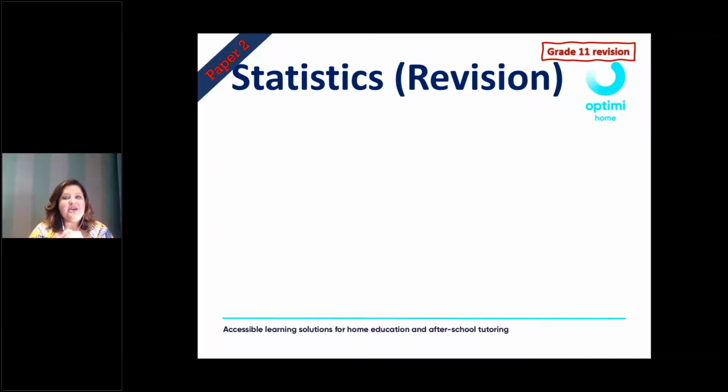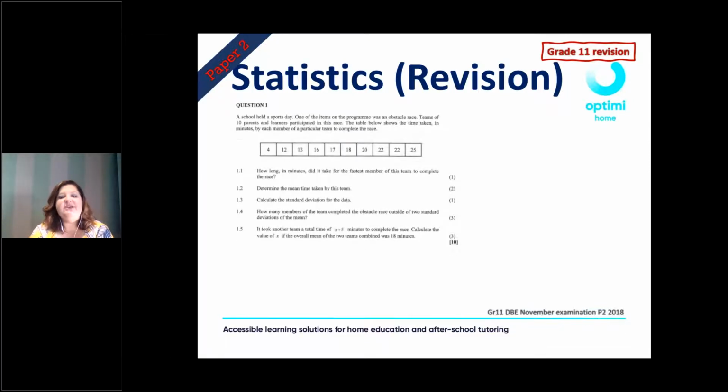And as I said, I'm going to work through old question papers of this work so that you know how it can be assessed. So I've taken this specific question from the grade 11 November examination, paper 2 of 2018, I think. Let me just make sure. Yes. All right. So this is typically how they will ask and still ask statistics in grade 12.